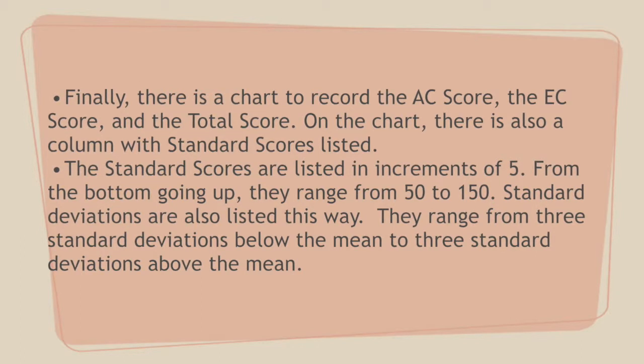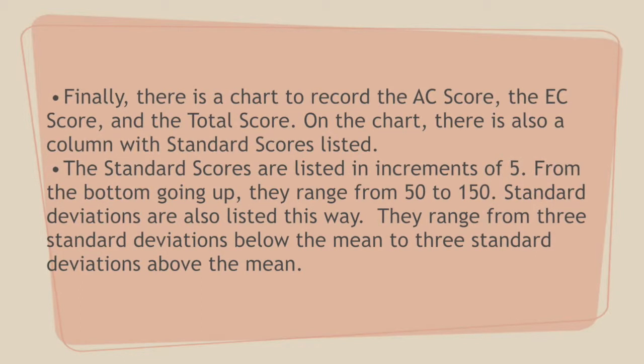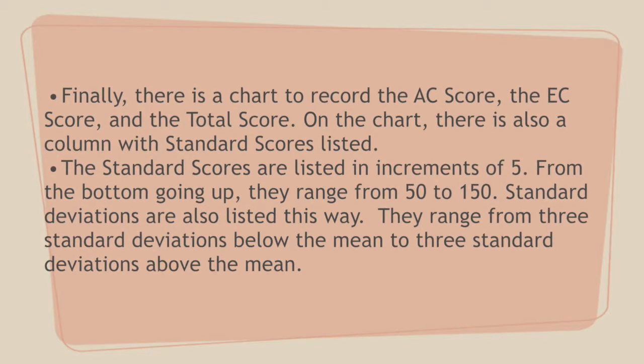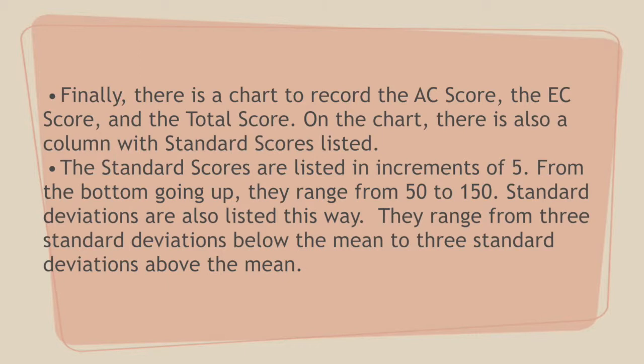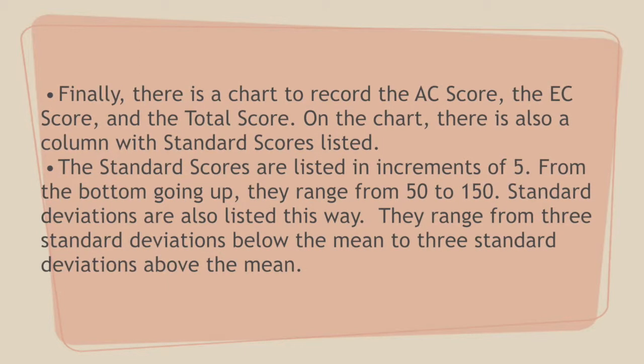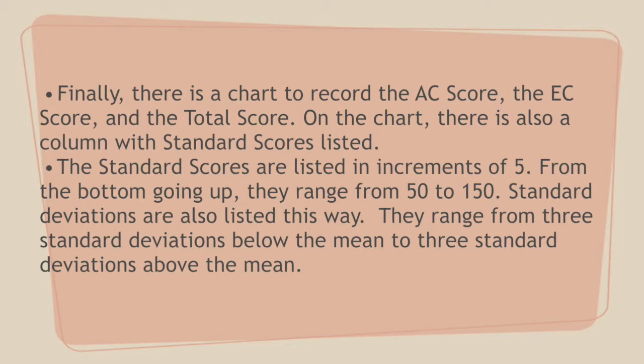On the chart, there is a column with standard score listed. The standard scores are listed in increments of 5. From the bottom going up, they range from 50 to 150. Standard deviations are also listed this way. They range from 3 standard deviations below the mean to 3 standard deviations above the mean.